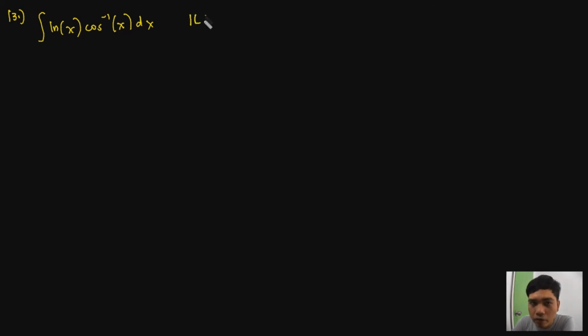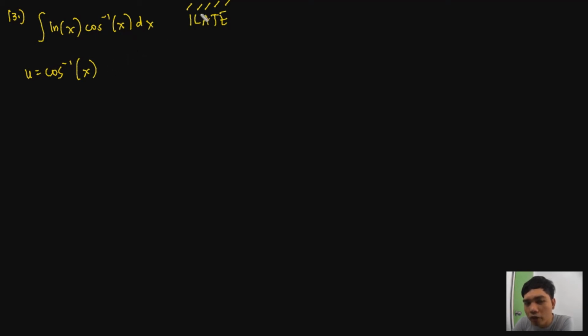Now, I'll be using yung ating ILATE just to know yung priority natin na u function. And from this, di ba sabi natin, meron tayong inverse function, logarithmic, algebraic, trigonometric, exponential. So from this, ang aking u would be the inverse function agad kasi that is the very first one.